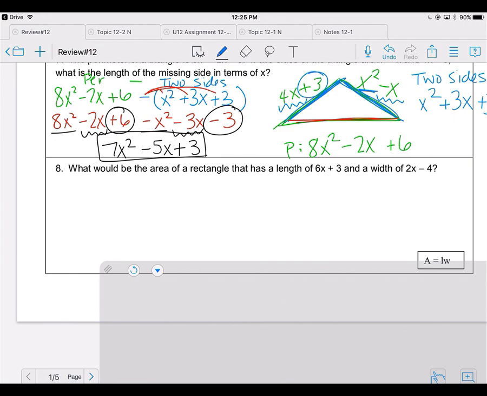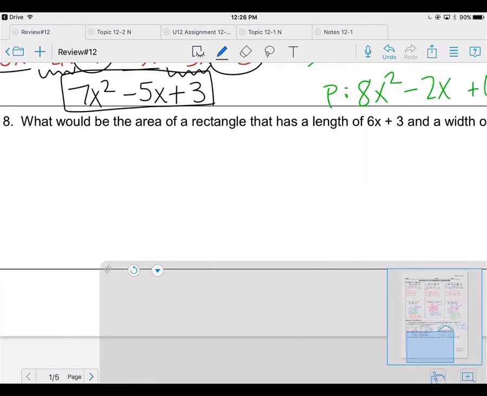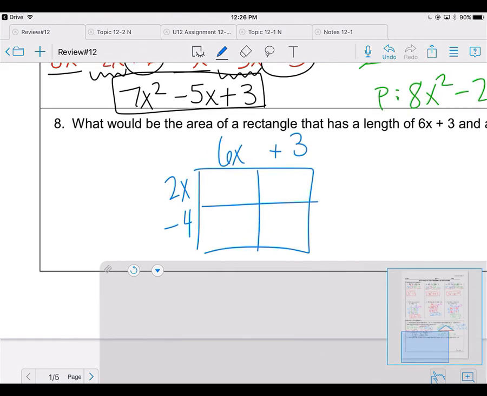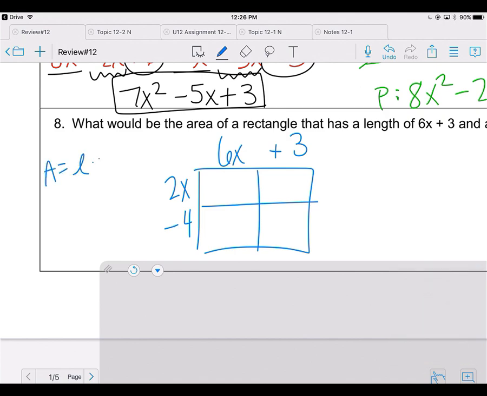Problem 8 asks us to find the area of a rectangle that has a length of 6x plus 3 and a width of 2x minus 4. So to find the area, we use our box to multiply 6x plus 3 by 2x minus 4. The reason being, area is length times width. We have two sets of parentheses multiplied next to each other, so we use the box.